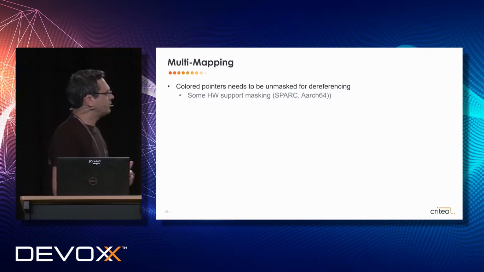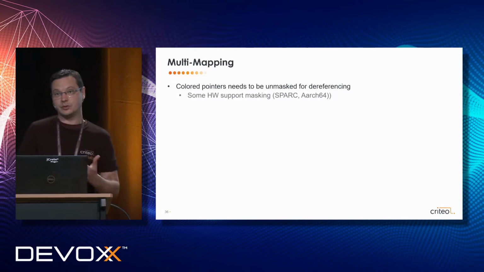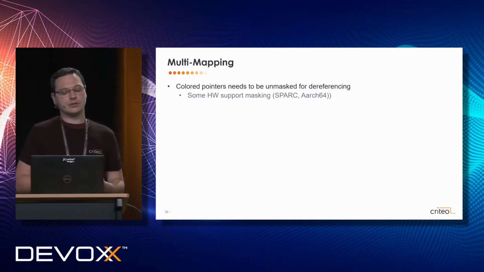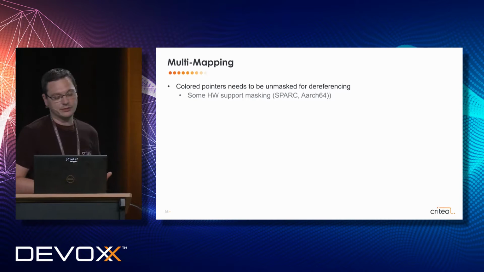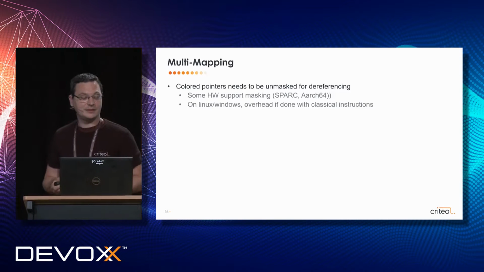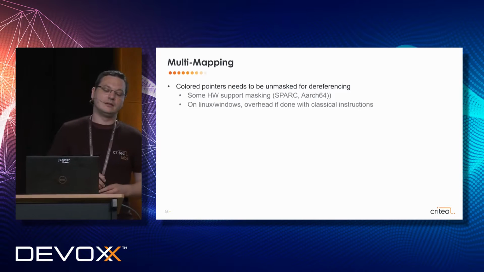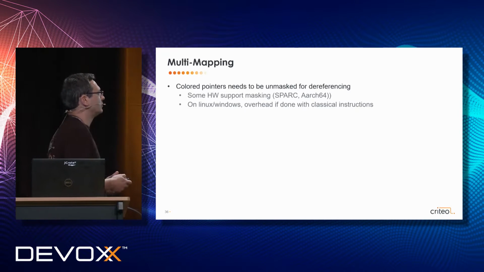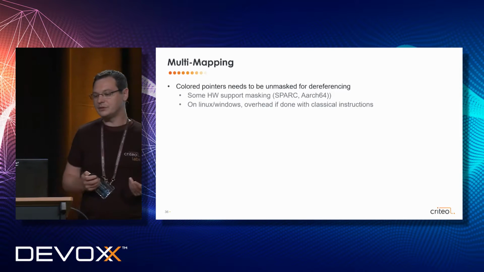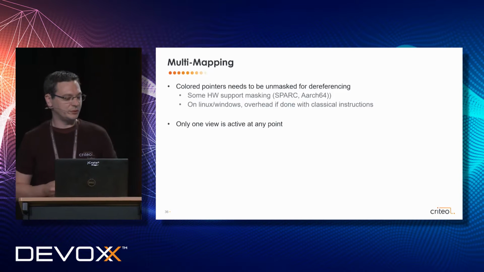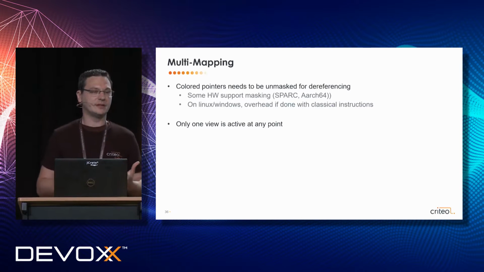So some hardware have support, a native instruction, to unmask those addresses directly, like for SPARC and ARM64. But for x86 on Linux and Windows, you have an overhead with classical instructions. So how do we work around this problem? We can also consider that we have only one view active at any point.